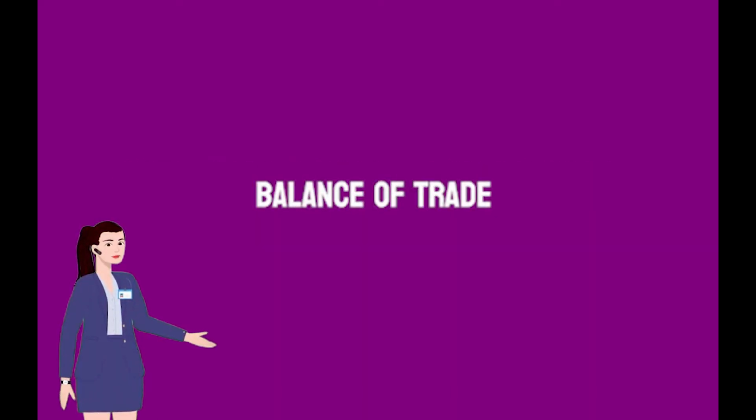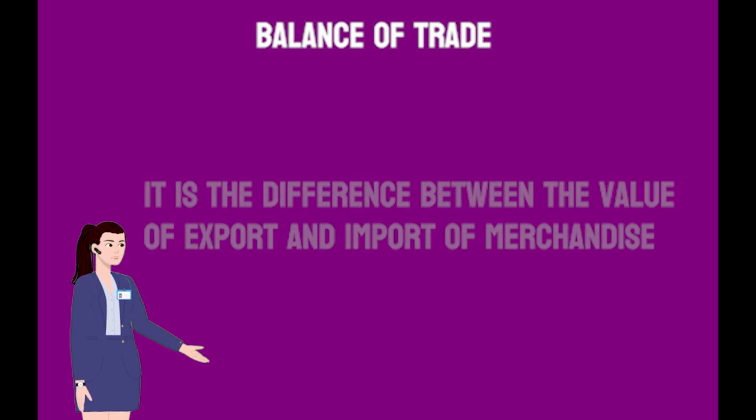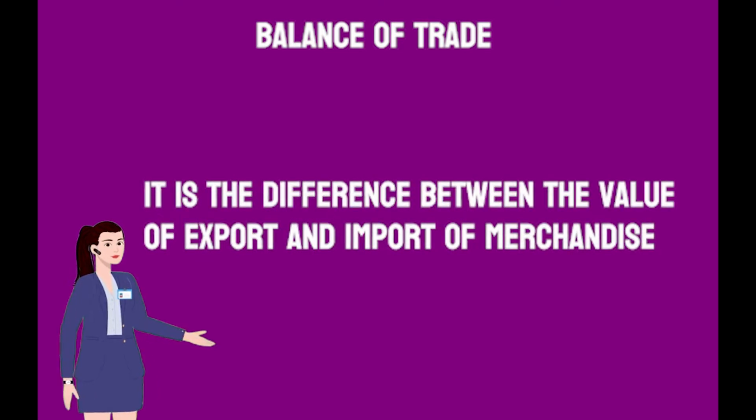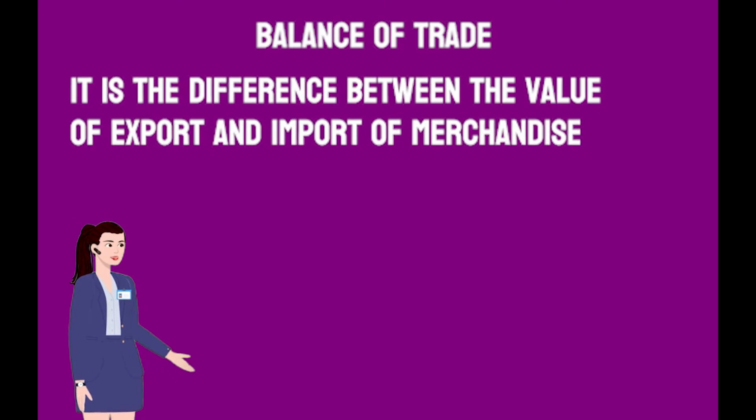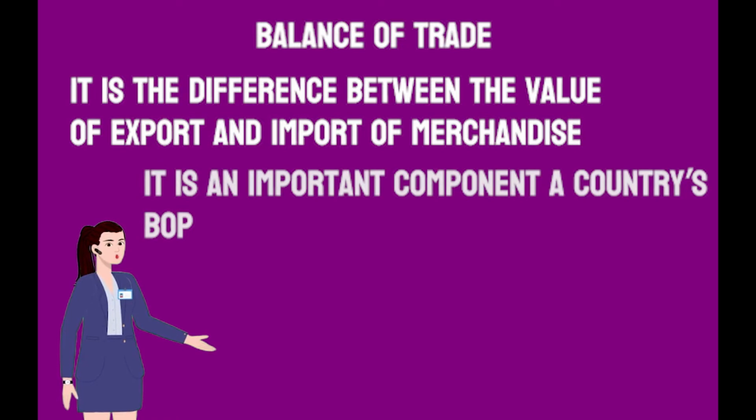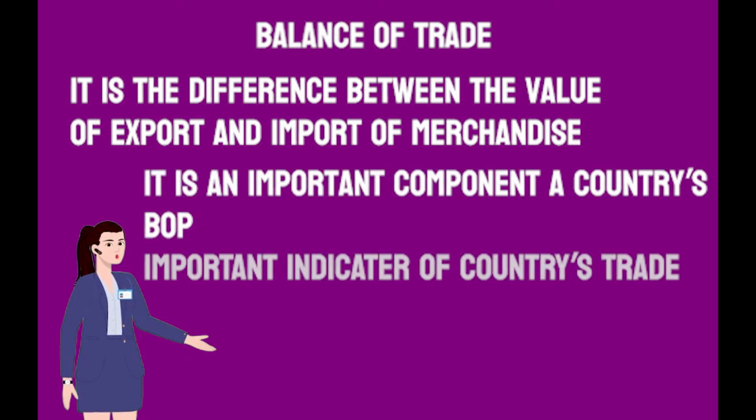First terminology, balance of trade. It is the difference between the value of export and import of merchandise. That is the difference between a country's value of exports and value of imports over a certain period of time. That's called balance of trade. And also, it's an important component of a country's balance of payment. It's an important indicator of the country's trade.